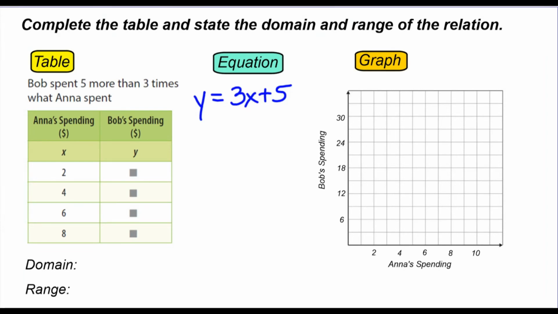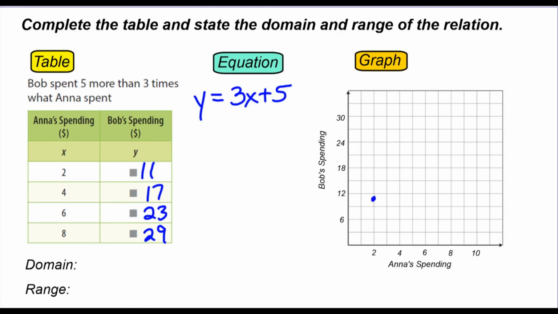So if Anna spent $2, that means Bob spent $11. If Anna spent $4, that means that Bob spent $17. If Anna spent $6, that means Bob spent $23. And if Anna spent $8, that means Bob spent $29. So we got our words, equation, and table. And then we can graph this relationship too to kind of see it visually.